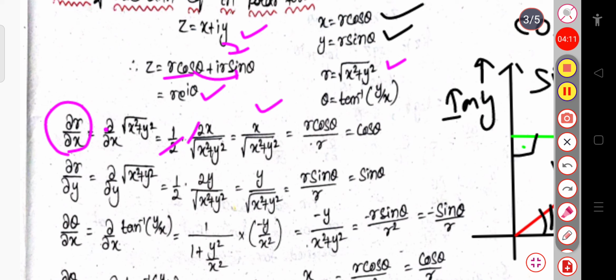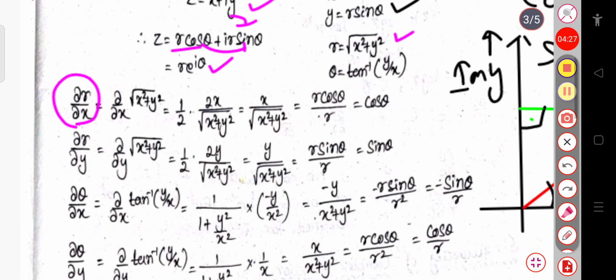That will be equal to, again this x equals r cosine theta. If I put the value here, then this will be r cos theta divided by the root of x square plus y square, which is r. So r gets cancelled, then this becomes cosine theta. Now take the derivative with respect to y.